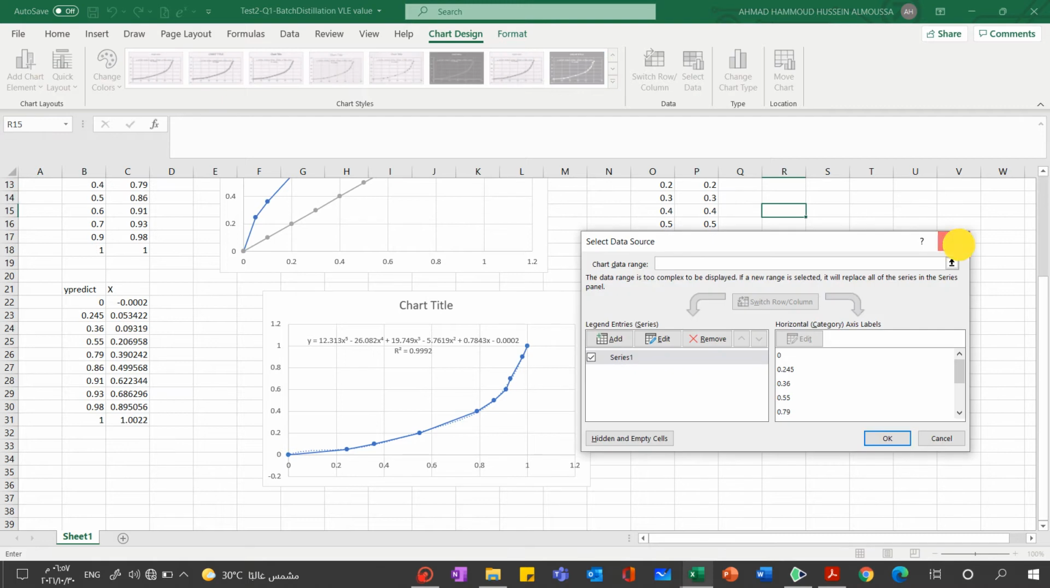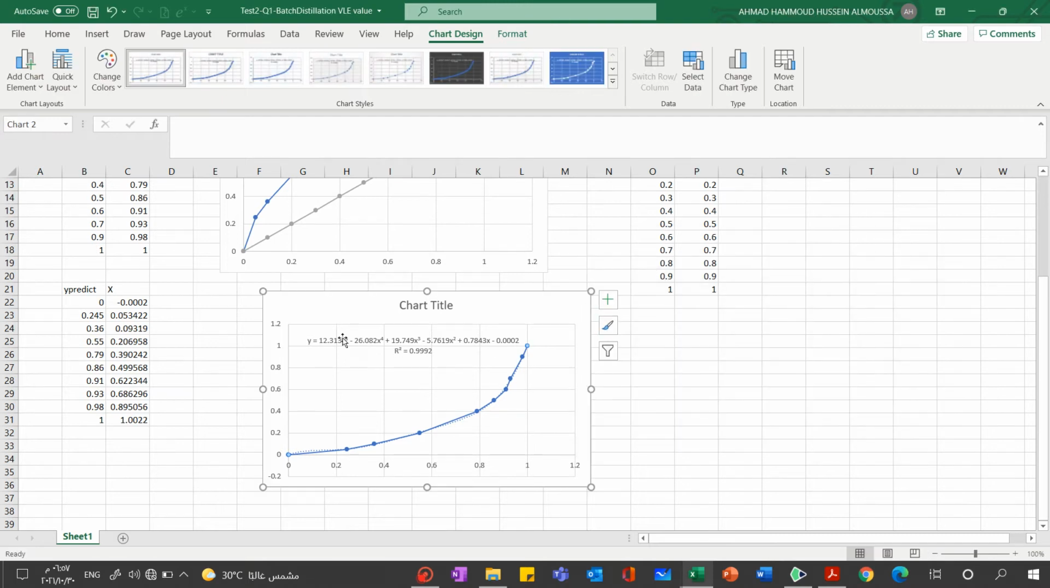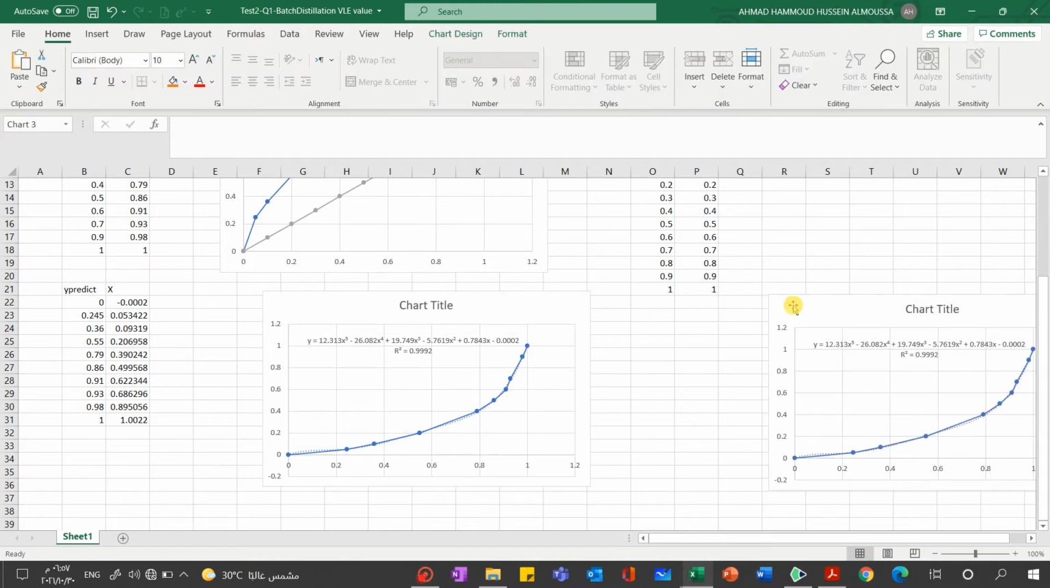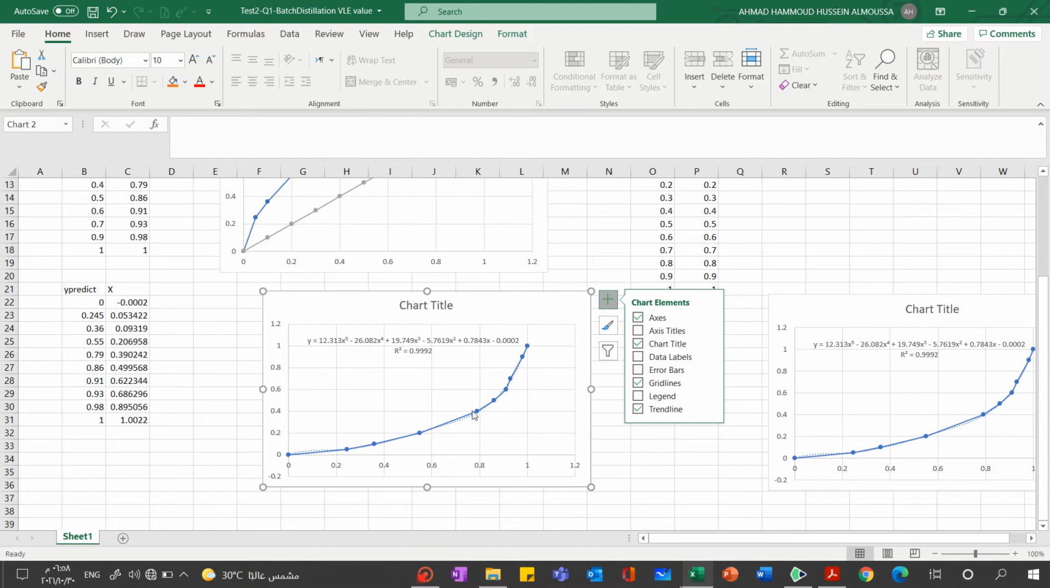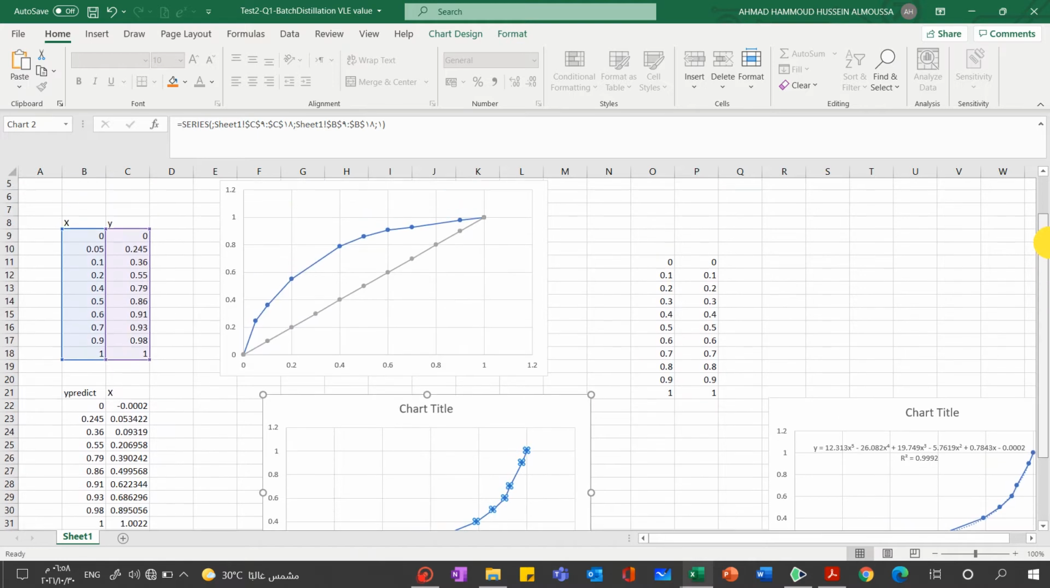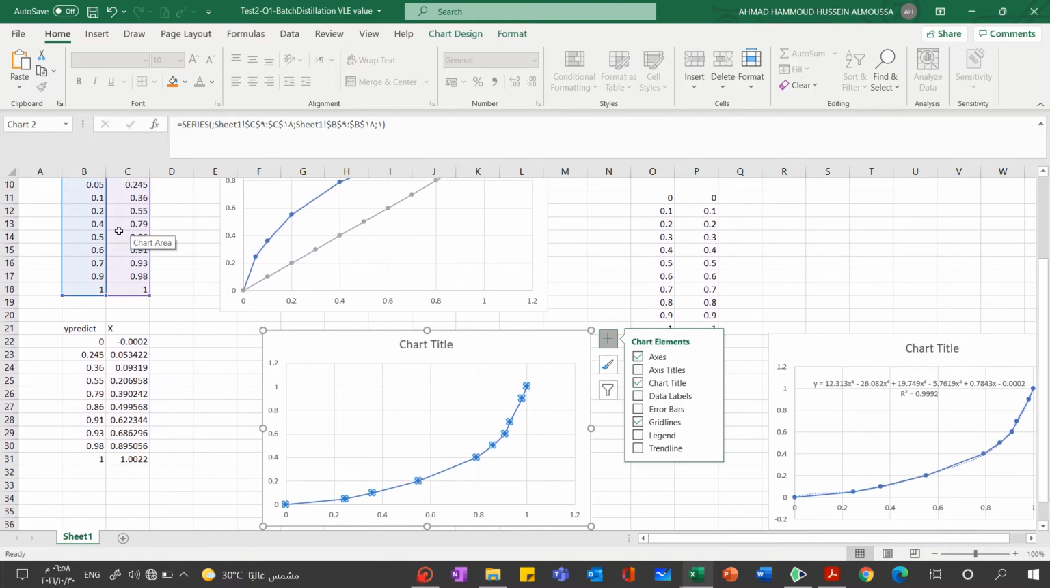Actually, I don't want this equation to go, so let's put it here. Okay, no problem. Keep it like this. So if we hide the trend line from there, you will find this. This is the value from the original one, that we also use to draw the equilibrium line.